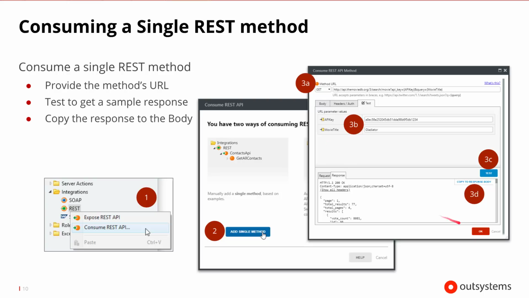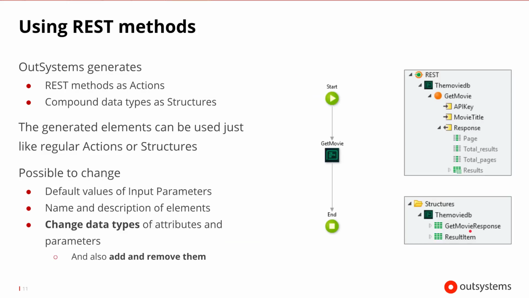And once we're done with that, if we click OK, then very similar to the way everything got generated for the SOAP web services, OutSystems generates that RESTful method as an action, and then it also sets up any of the data types as structures. So the generated elements will be able to be used just like any other action or structure that we've talked about before.